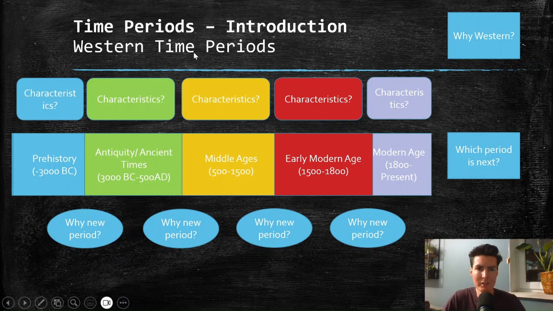Finally, I call this Western time periods. Why Western? Because this works very well when you explain the history of, for example, France or England. But if you look at Chinese history, they would use totally different periods. I'll probably make a video about that too.